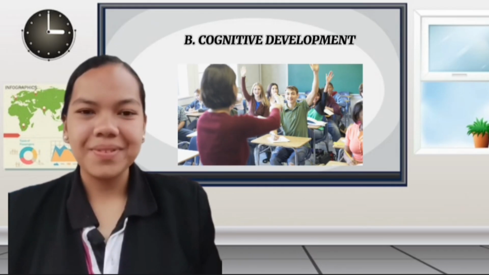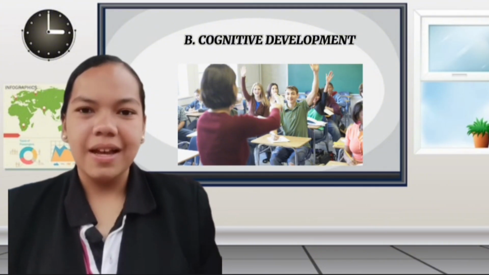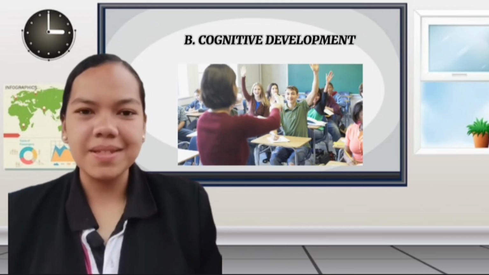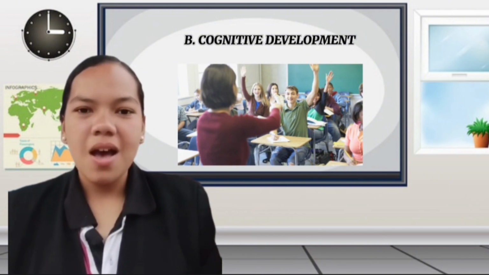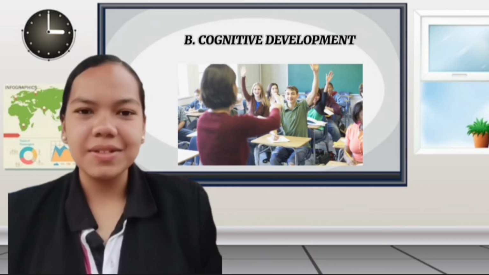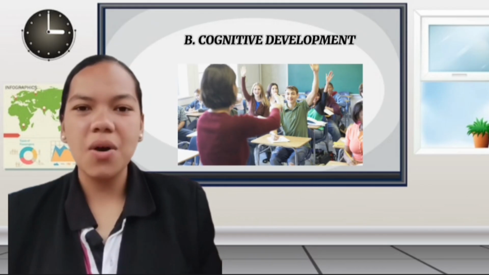Letter B. Cognitive development. High school students can think abstractly, analyze critically, and solve complex problems. Their reasoning becomes more advanced and they can think hypothetically. Motivation and access to resources influence how well they develop cognitively.